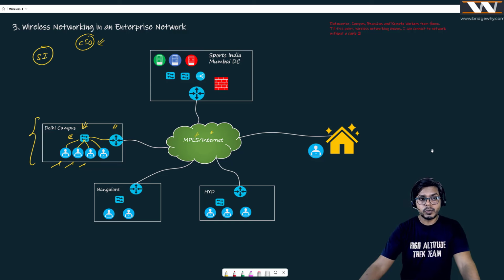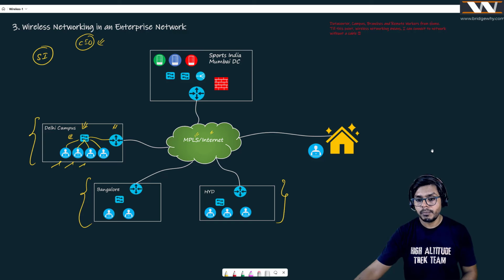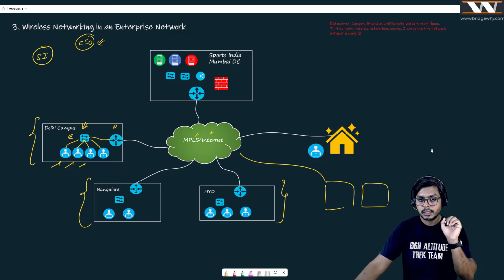But Mr. CEO knows that his products are in great demand across India. And that is why he's opening a campus or a big site in Bangalore. He's opening a big site in Hyderabad also, and maybe there are many more branch sites. I have drawn only three, but believe me, this enterprise is huge. Maybe more than 300, 400 branches are there.